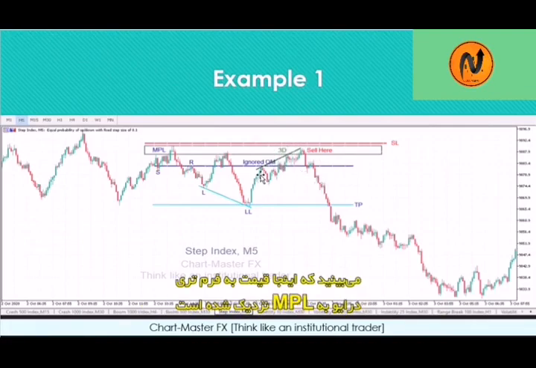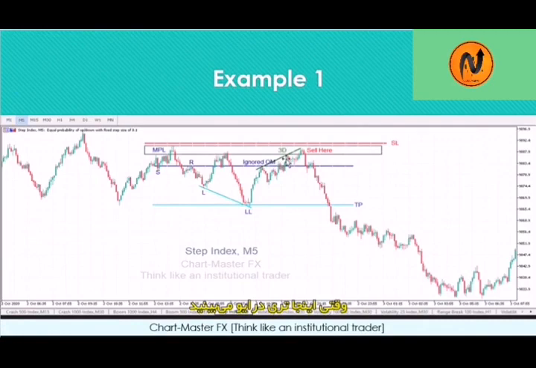So you can see a price approaching in the form of a 3 drive. You can see that this price actually approached the MPL in the form of a 3 drive. So once you see that there's a 3 drive here, guys, that's where you can put your trade. You can sell here and put your stop loss just above the MPL area.